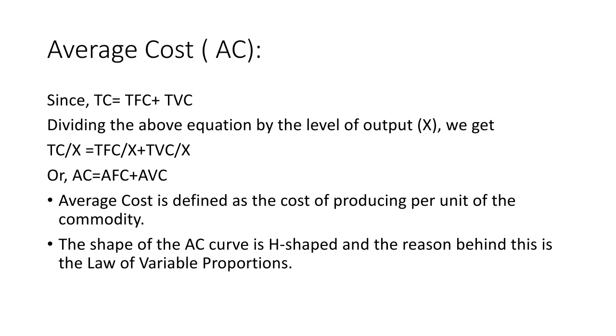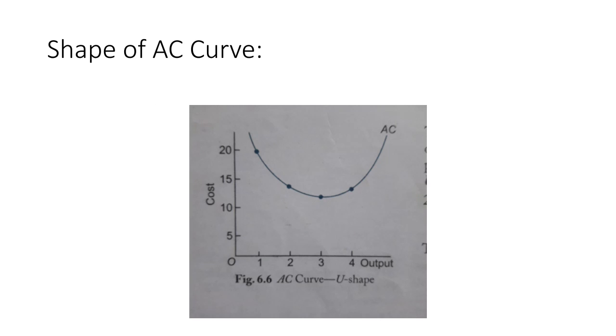The reason behind this is the law of variable proportions. You can see the diagram here. This is the shape of the AC curve, a U-shaped one. It shows that at first the average cost falls, and after reaching a minimum point it starts rising again. That's why it gives a U shape.